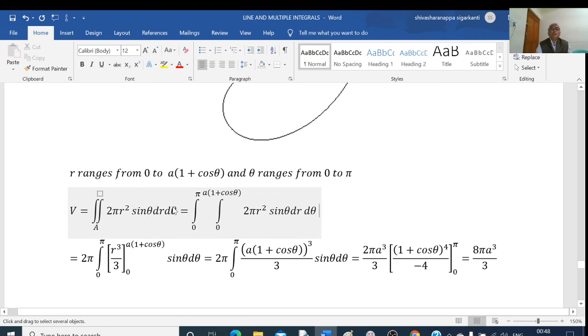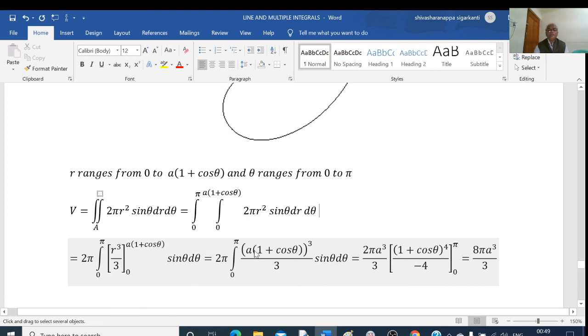Now integrating, first I will integrate with respect to r. 2 pi, r square integration, sin theta is a constant quantity. R square integration is r cube by 3, between 0 to a into 1 plus cos theta, into sin theta d theta as it is. Substituting the upper limit, this is equal to 2 pi a cube into 1 plus cos theta whole cube divided by 3 into sin theta d theta. This is equal to 2 pi a cube by 3 outside.